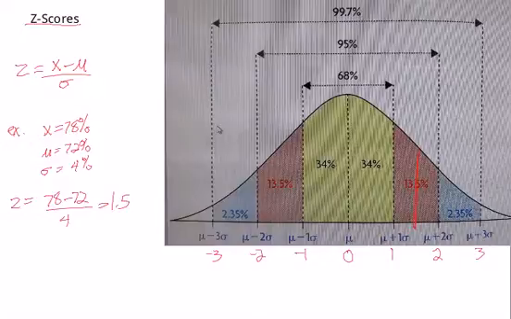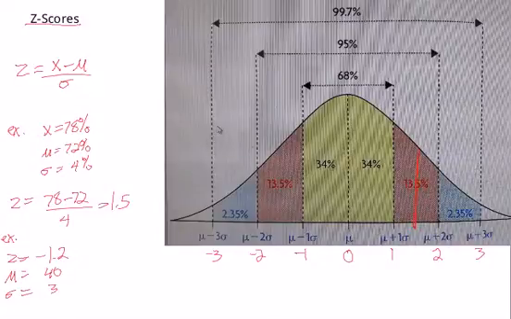Okay. We can also use this formula to work backwards. Let's suppose you have a z-score of -1.2, and the mean is 40 and the standard deviation is 3. The question is, what would your mark actually be, or what would the x number be? We can use the same formula. The only thing is we're solving it for x. You'd have -1.2 equals x minus 40 divided by 3. And then we just solve it for x.